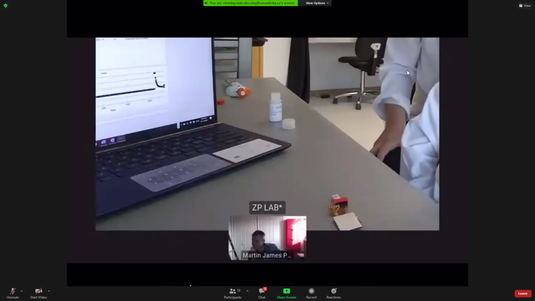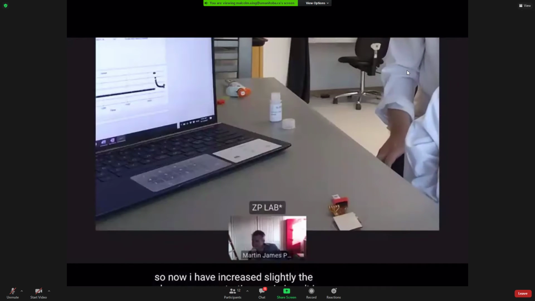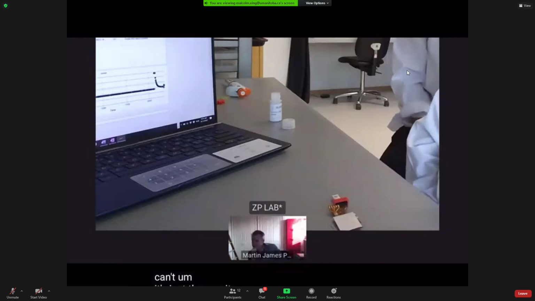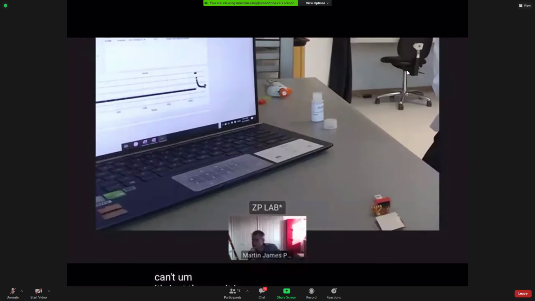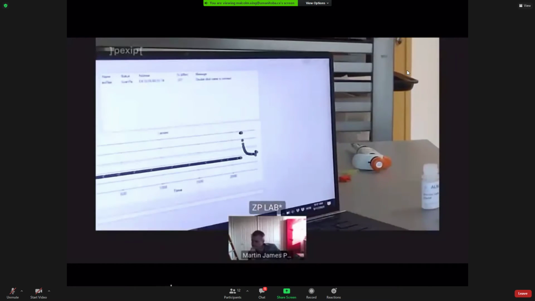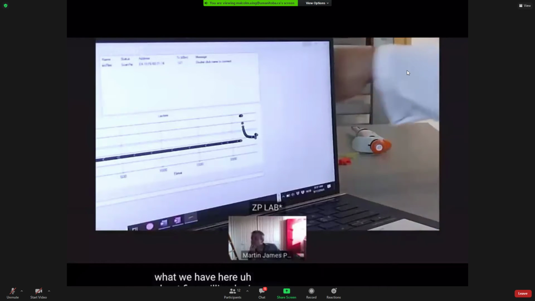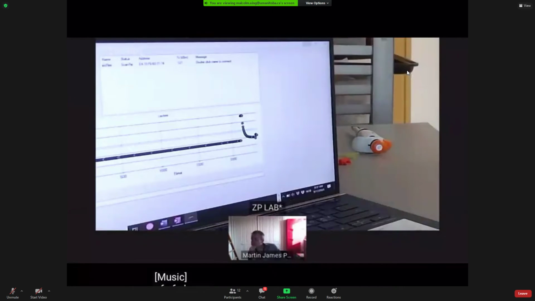So now I have slightly increased the glucose concentration. Again, it's just the way it is, I cannot change the scale. But there you can see it's higher. Yeah, there was an increase of about 5 millimolar, which is what we have here, about a 5 millimolar increase of glucose concentration.